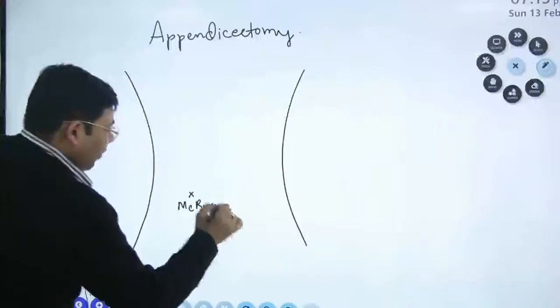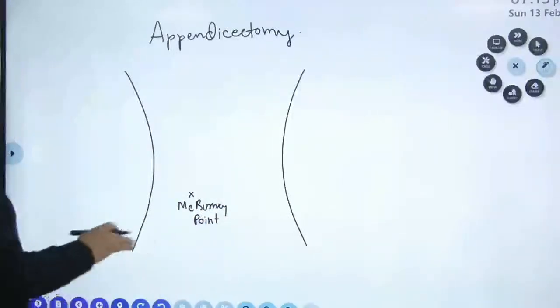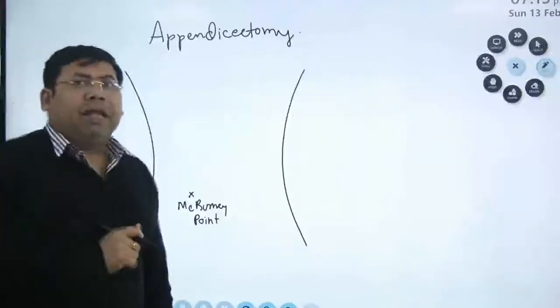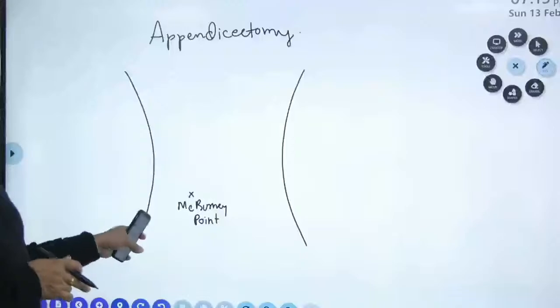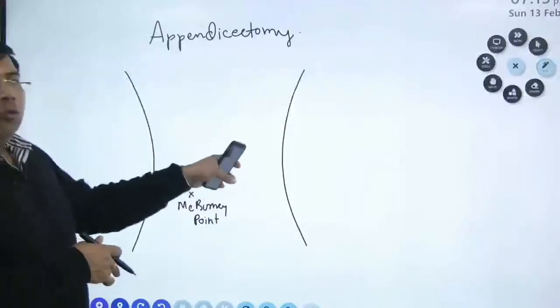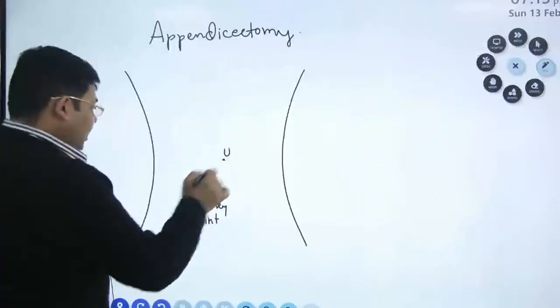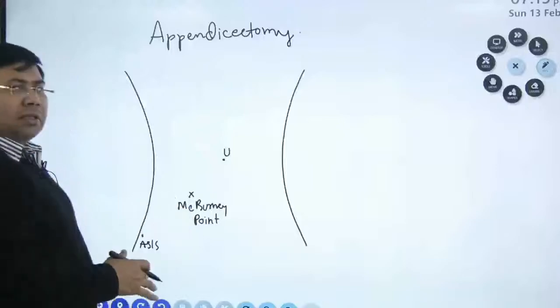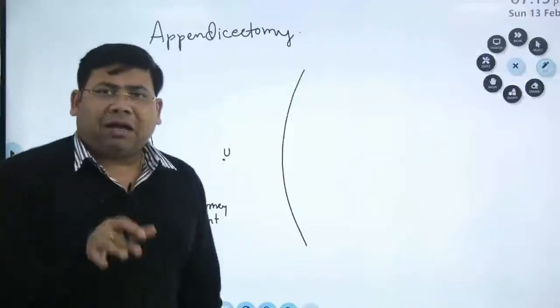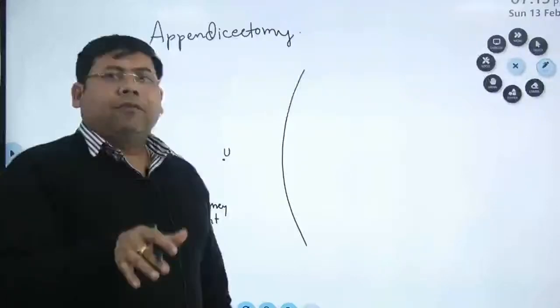Now when we talk about McBurney's point, where is this point located? This is a point located on the spino-umbilical line. Now what is the spino-umbilical line? It is a line which runs from ASIS up to the umbilicus. So this is the umbilicus, and this is, suppose, the ASIS. At the junction of the medial two-thirds and lateral one-third, we have a point which is known as McBurney's point, and actually this is the point which is going to mark the location of the appendix.